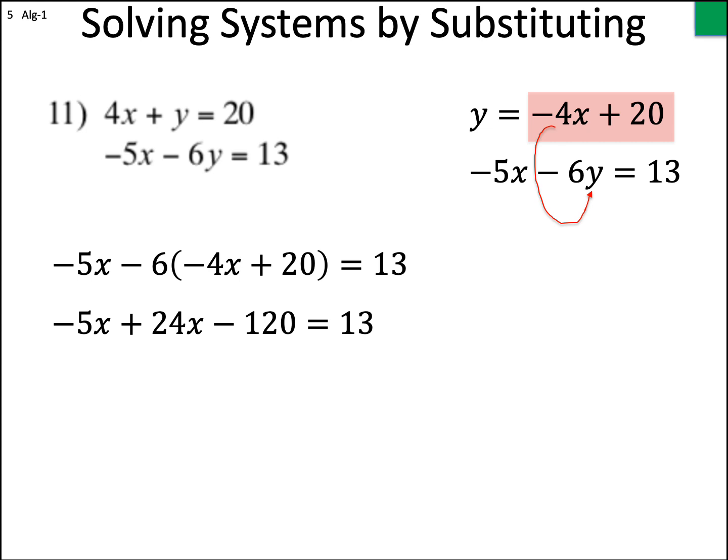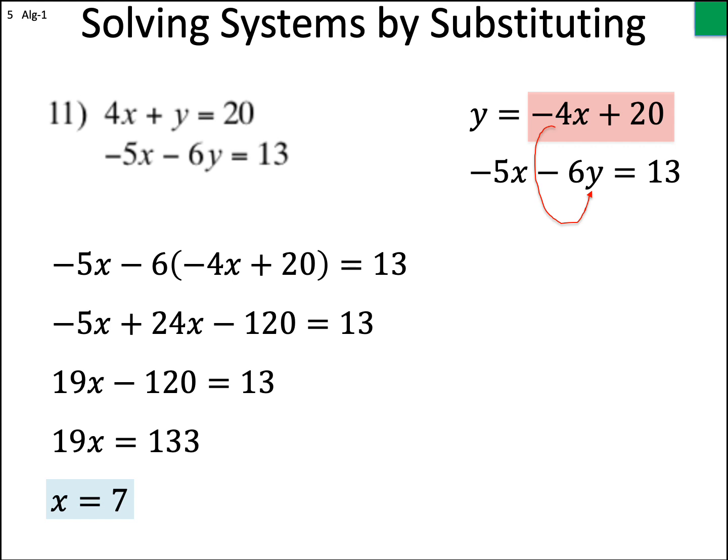Don't panic. Combine your x's, 24x minus 5x, 19x. Add 120 to both sides. And we get something that you would think would be a really ugly number. Just suspect on this particular one, you're not going to get truly ugly numbers. 133 divided by 19 turns out to be 7. Okay? Which equation you want to use? Yeah, we'll use the first one.